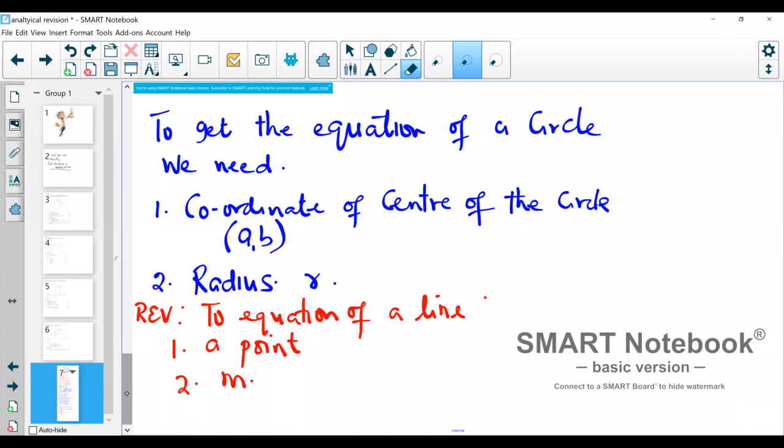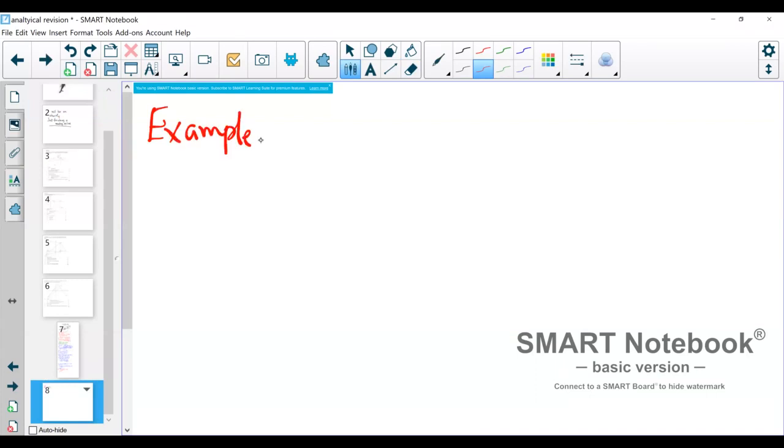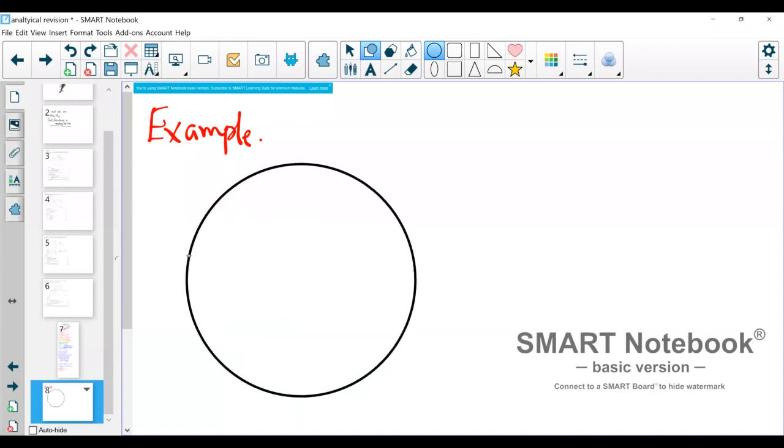So I'm going to quickly do an example here in getting the equation of a circle. Just create a random example. I'm going to do two examples with us. Okay, let's get the equation of the circle that passes through.